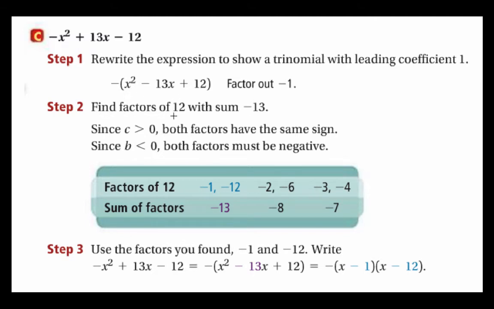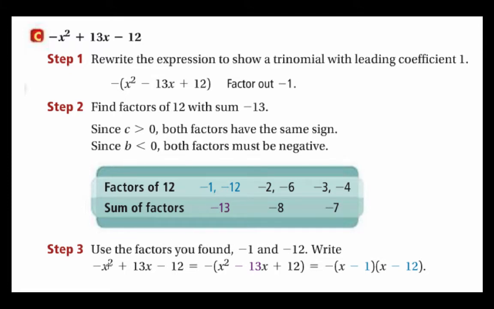Find factors of 12 with the sum of negative 13. Since c is greater than 0, both factors have the same sign. Since b is less than 0, both factors must be negative. So again, here are our clues for how this is going to play out. So factors of 12 both have the same sign, and in this case are both negative. Negative 1 and negative 12, negative 2 and negative 6, negative 3 and negative 4. Which ones have a sum of negative 13? Well, that's negative 1 and negative 12.